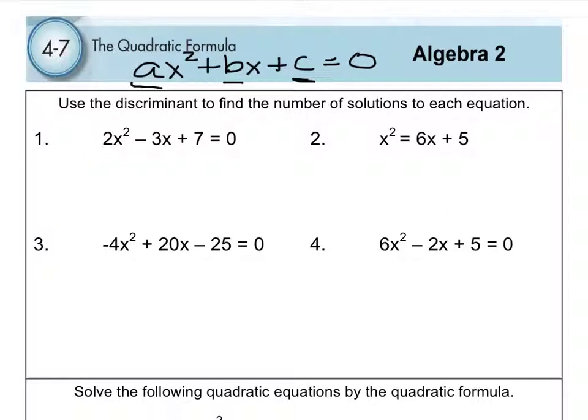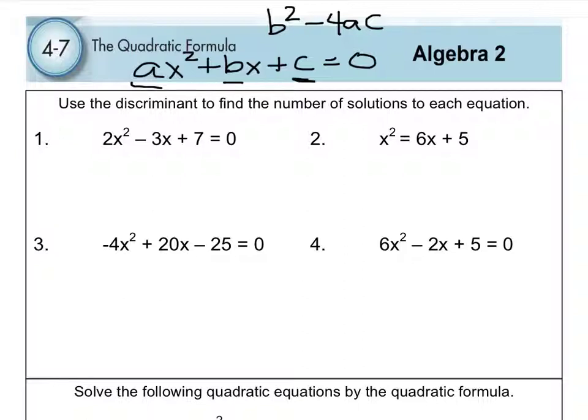And what you're going to do is substitute those into the discriminant, which is b squared minus 4 times a times c. So you're going to find those values and substitute. Okay, so using the quadratic formula and using the discriminant are really just substitution.